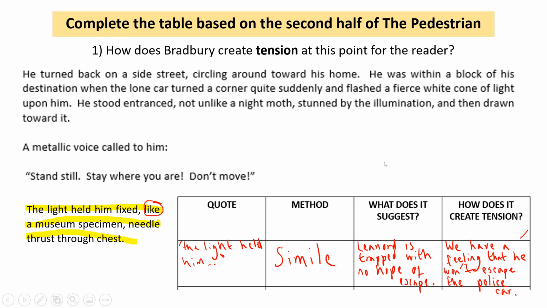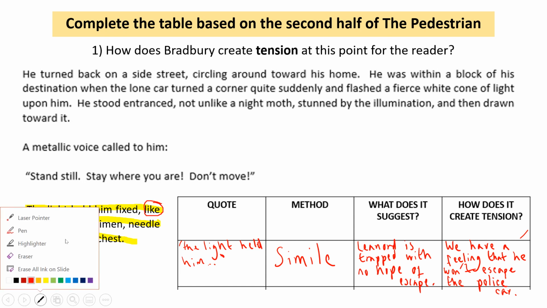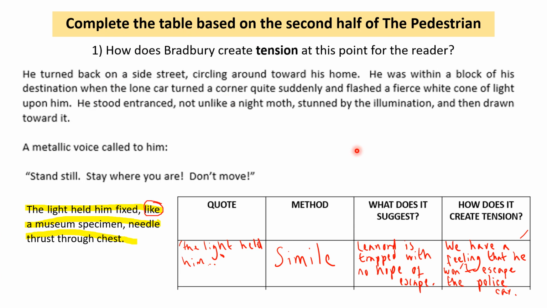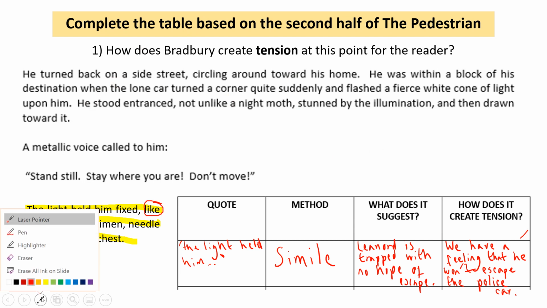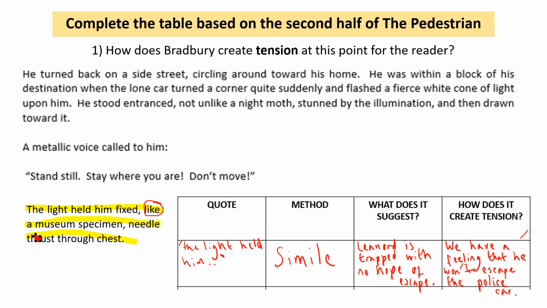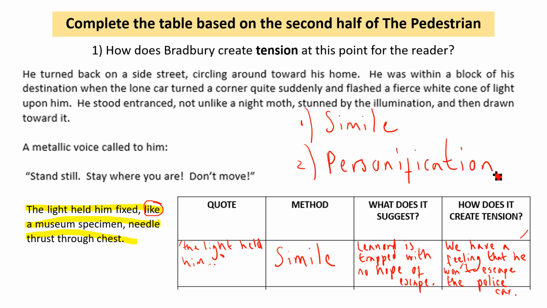Okay, and as you can see, we still have 2 spaces in our table, which means that in the climax on the screen, there are still 2 methods that we need to find. You're going to do this independently, but I am going to give you a hint that there is another simile, and there is also personification. So I would like you quickly, for about 30 seconds, pause the video, reread the climax on the screen, and can you spot the simile and the personification? Do that now.